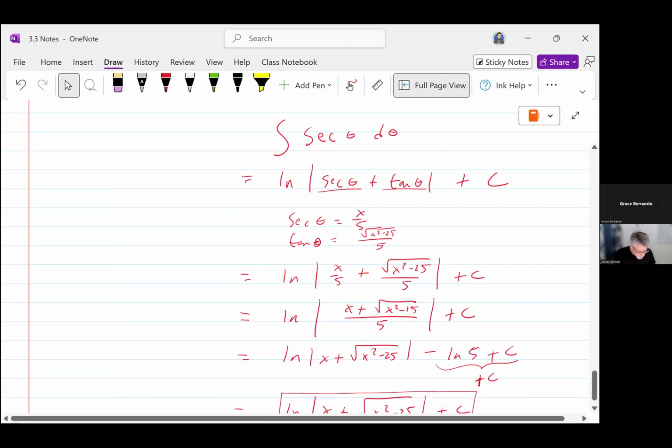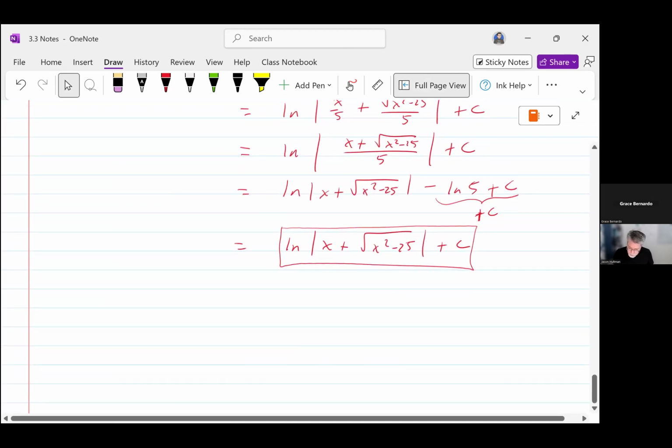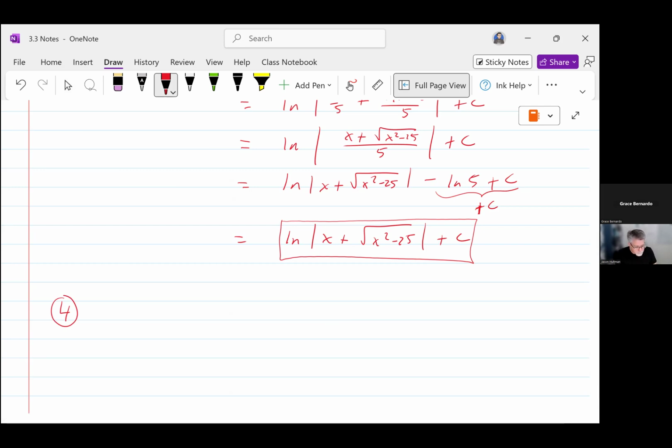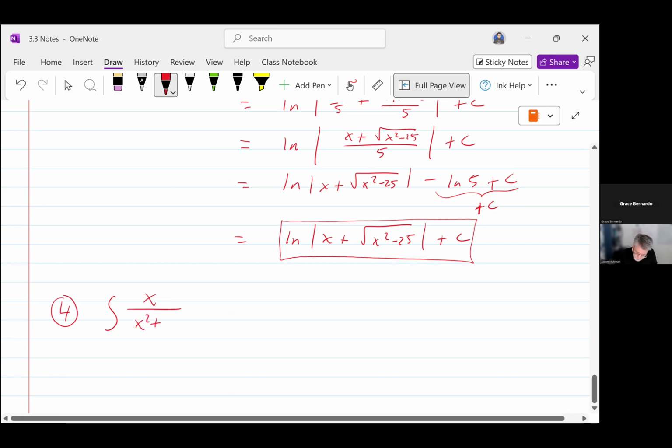Okay, any other questions before we move on? Okay. Let's go on to number 4. And we've got the integral of x over the square root of x squared plus 4 dx.